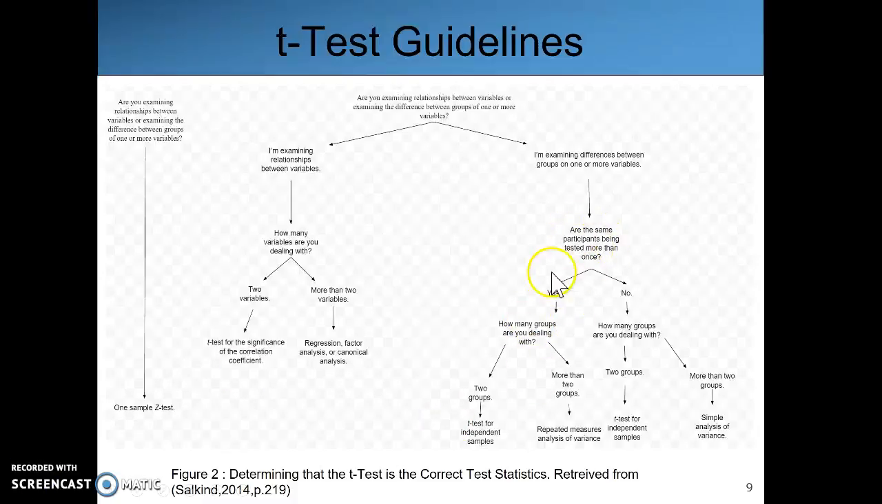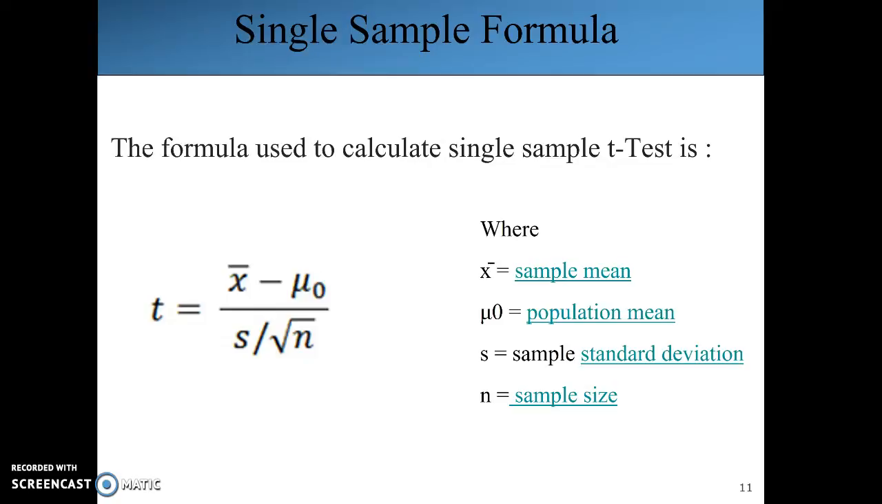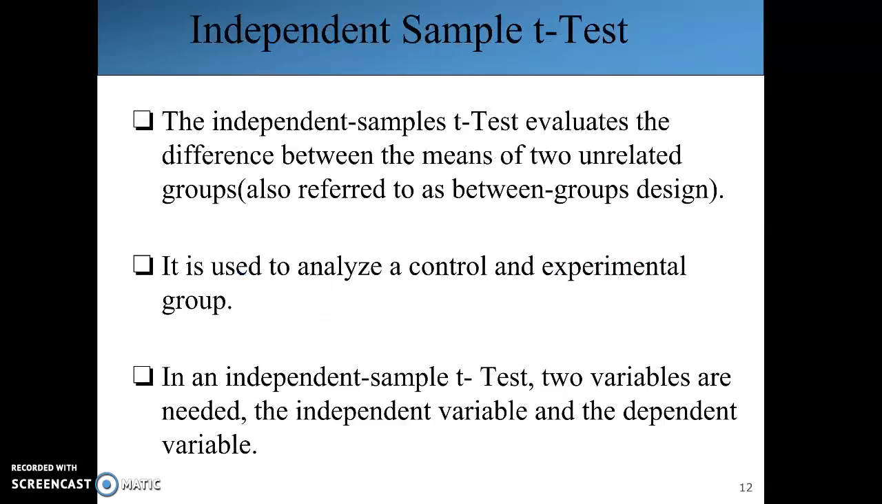As we can see here, we're always comparing groups. We have to decide if we're comparing many groups. If we're comparing only two groups, then we're going to use the t-test for the independent sample. The single sample t-test is used to determine if a sample comes from a population. It compares the single sample to the population mean, with a known mean and an unknown variance. The single sample formula is as follows. We subtract the population mean from the sample mean, and we divide by the sample standard deviation over the square root of the sample size.